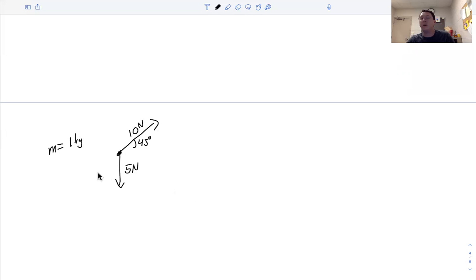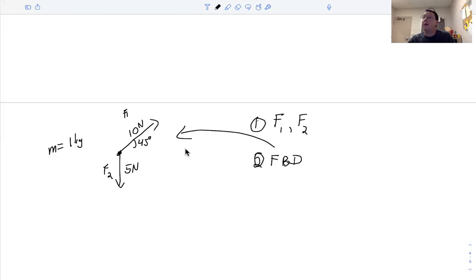Okay, and I've already given you the free body diagram, but let's do one. Let's just try this. So I'm going to call this one force 1, and I'm going to call this one force 2. All right. So step 1, we label the forces. Just say F1, F2. I'm going to assume that gravity is negligible for this problem. Maybe it's out in outer space. All right. Step 2 is my free body diagram. So that's just over here already.